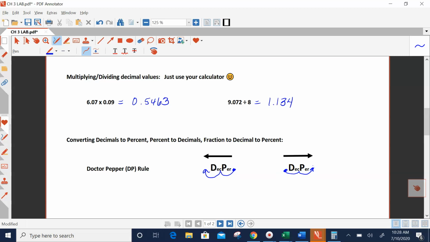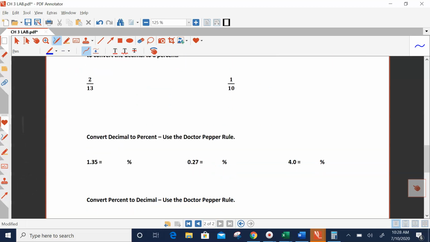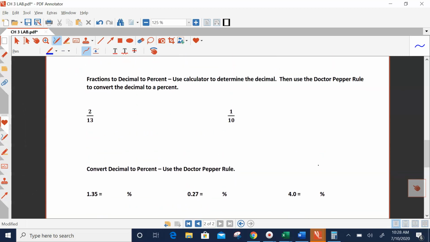It makes it really easy to remember what direction you move that decimal point when you're converting from either percent to decimal, two to the left, or decimal to percent, two to the right. So we're going to use this Dr. Pepper rule in some conversions on the next page. So let's use that. All right, first thing we need to do.